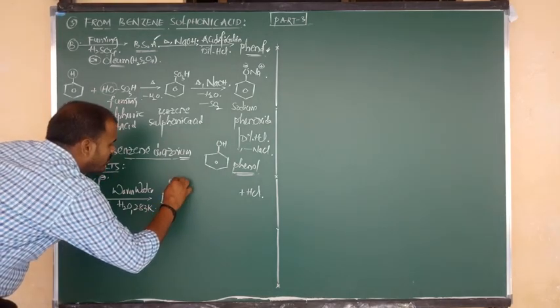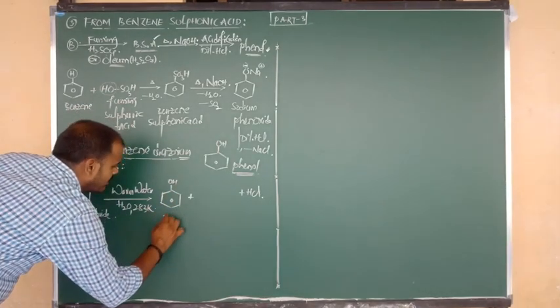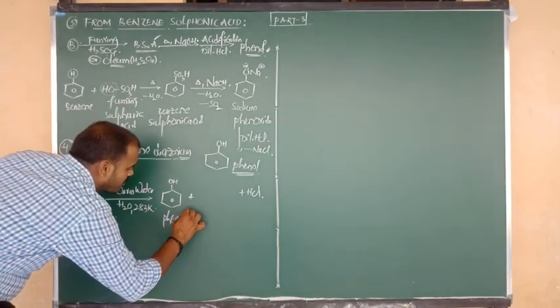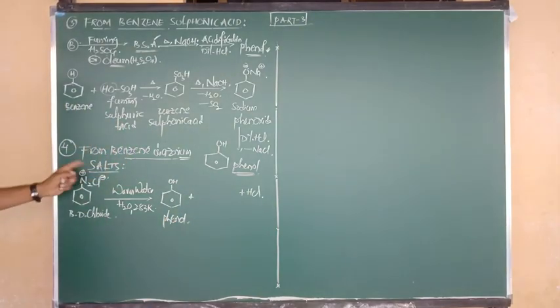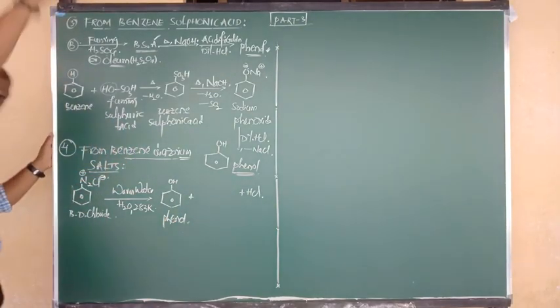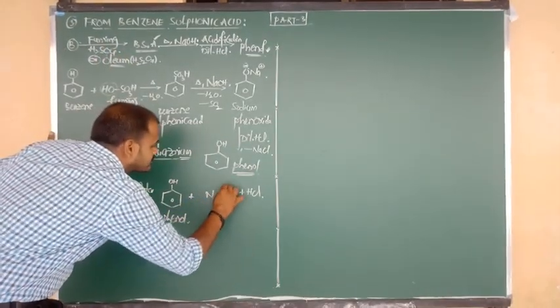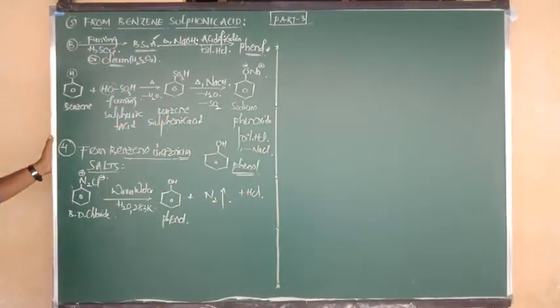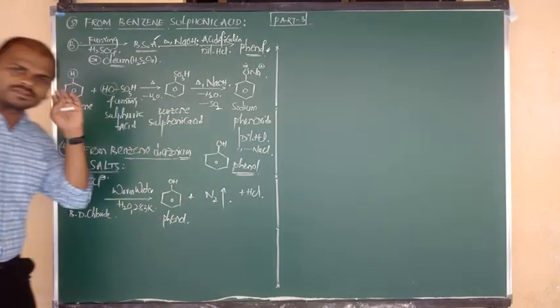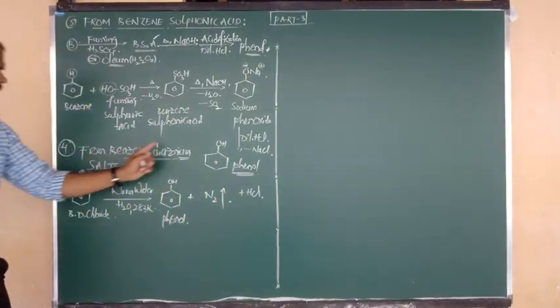That OH group directly attacks the benzene. That means the product here is phenol. And what remains is N2 plus, which is removed in the form of free nitrogen gas. Like that. So once again, the third method of preparation of phenol is from benzene diazonium salt.